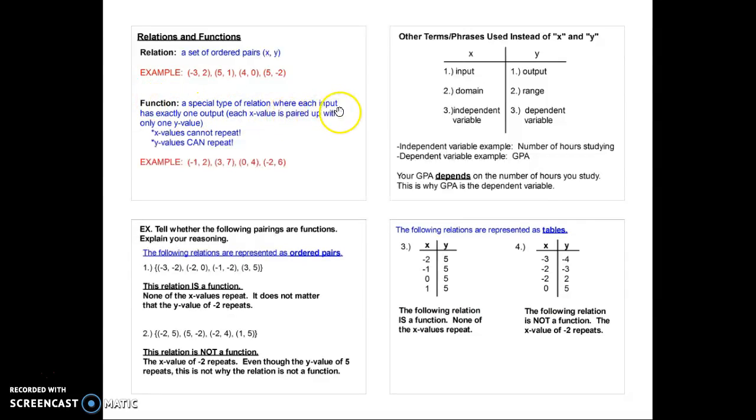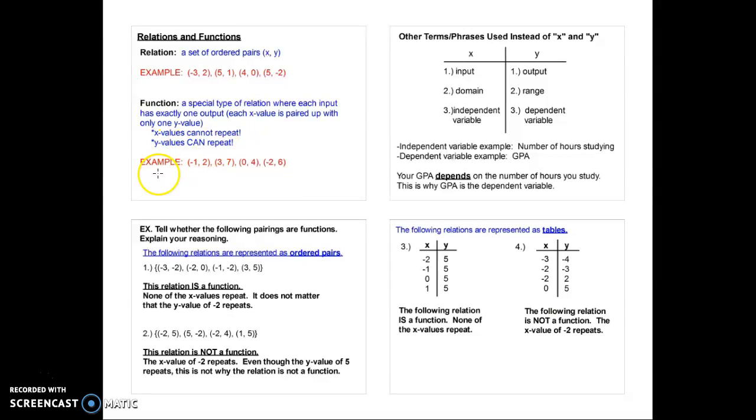Where each input has exactly one output, which means each x value is paired up with only one y value. Key points to remember: the x values cannot repeat. The x values cannot repeat, but the y values are allowed to repeat.